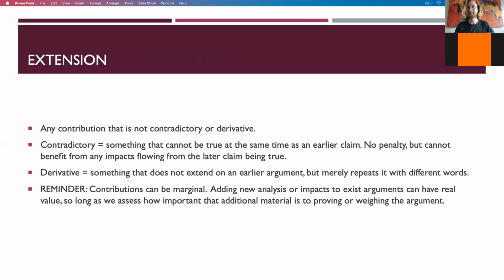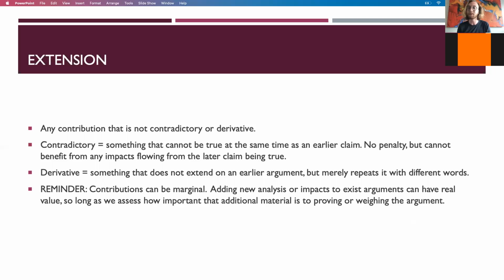So extensions. An extension, I think, is actually incredibly simple. We put a lot of time and effort into explaining what it is, but realistically, it's any contribution that doesn't fall afoul of two rules. That first rule is that it can't be contradictory, which is otherwise described as knifing. And then secondly, it can't be derivative. And this is not actually even a rule, because a contribution is something that is new. It moves you farther than what has already been contributed to the debate.